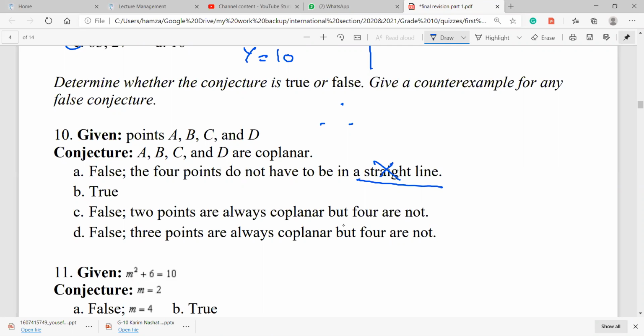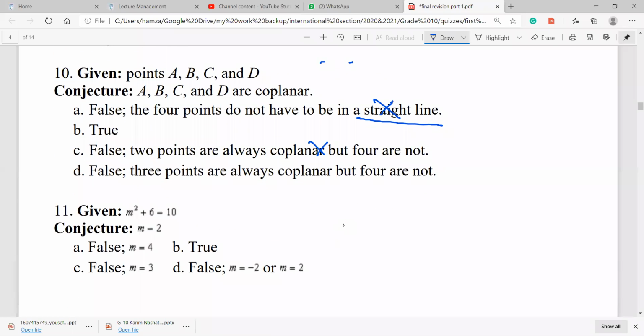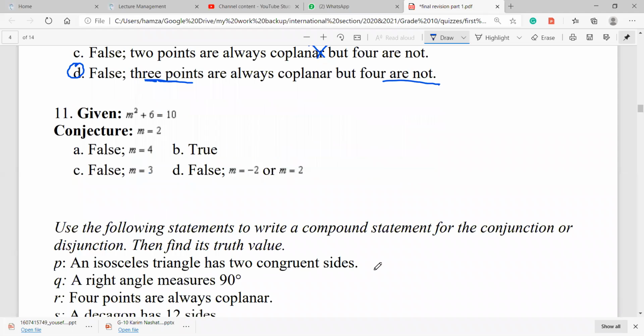2 points are always coplanar. This is wrong also. 3 points are always coplanar, but 4 are not. 3 points are always coplanar, okay? But 4 points, maybe yes, maybe no. So this is my choice.